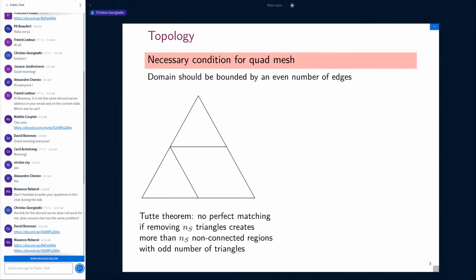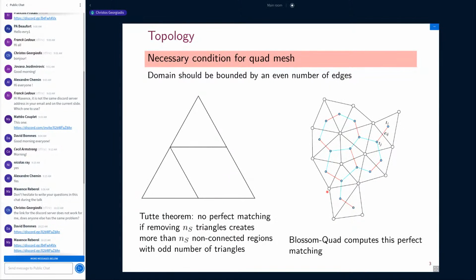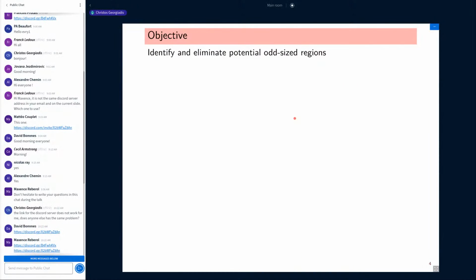There is this paper that tries to solve this problem of combining triangles to quads by computing a perfect matching. That is basically the optimal way to find the pairs of triangles to combine into quads. So we want to make our life a bit easier and create the points and the initial triangulation in such a way that we do not even have to compute this. The idea is to identify and eliminate these potential odd-sized regions.